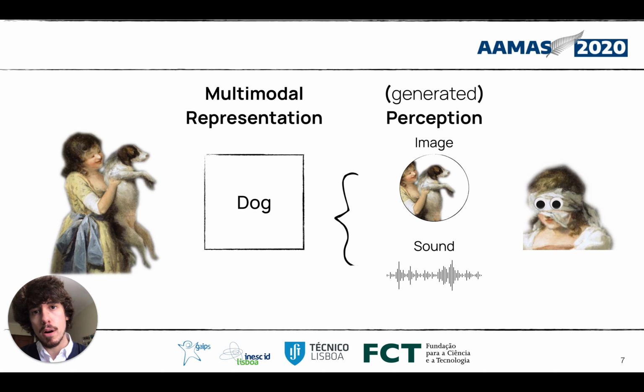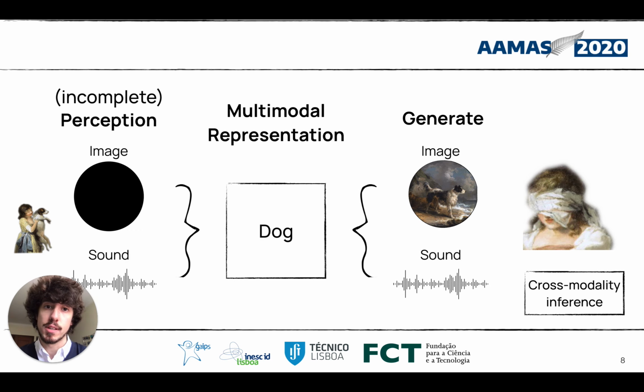And most remarkably, the same inference and generative processes are applied when the environment provides us with incomplete perceptions. This is what we call cross-modality inference, the ability to generate a missing modality from the remaining available perceptions. And this ability is quite useful in some tasks.